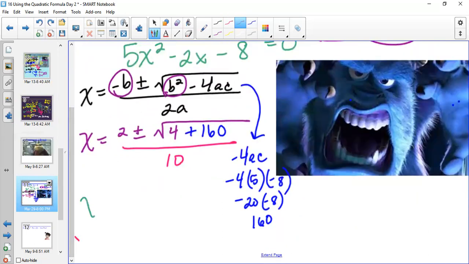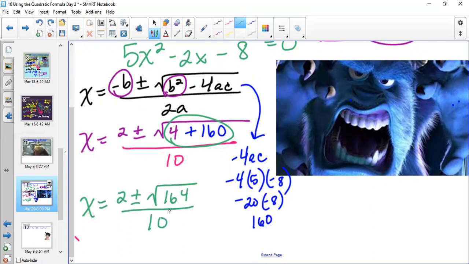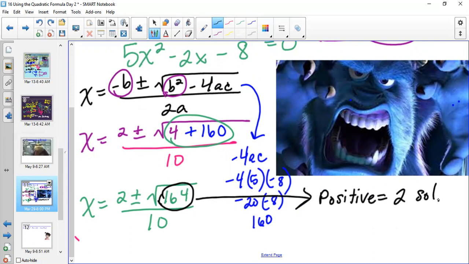Okay, we're going to clean this up. We always clean up the radical first. So 2 plus or minus the square root of 164 all over 10. So our discriminant was 164. Positive, remember, positive equals 2 solutions. Okay, so let's go ahead and find those solutions.